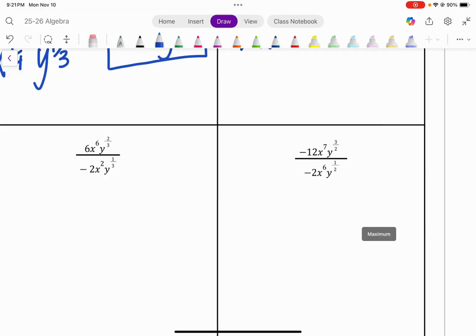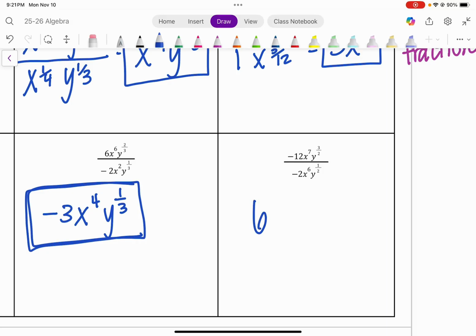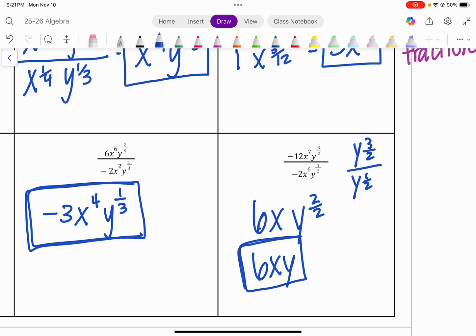-12 over -2. So we're going to divide those. That will give me +6. And x^7 over x^6 is positive x. I'm sorry, x to the 1. And then y to the 3/2 divided by y to the 1/2. Well, that's y to the 2/2, which would be y to the 1. So it's just 6xy. You don't need to write 2 over 2. That's just 1.